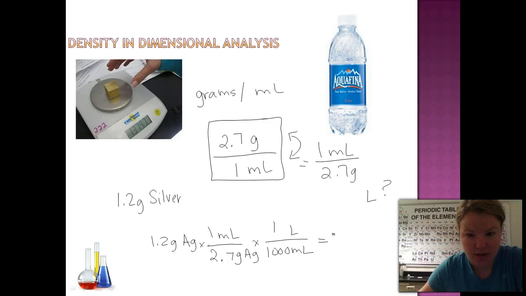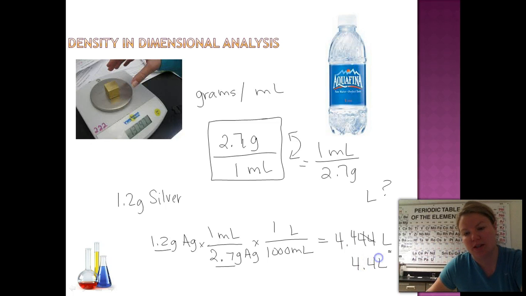And we get 4.444 liters. Of course, that's not in the correct scientific notation or significant figures. So, since our question has 2, and we would want to get rid of these, the 4 rounds down, so our answer would be 4.4 liters.